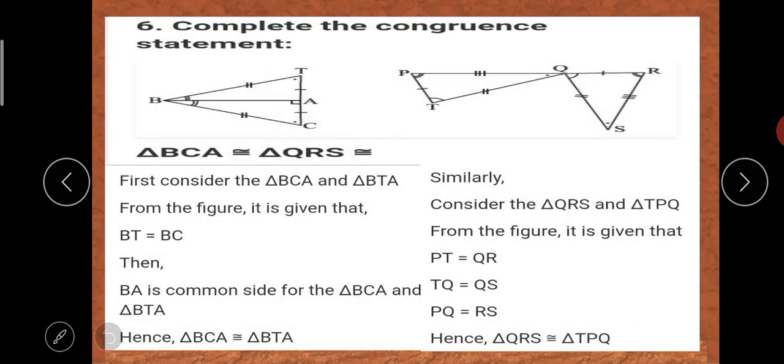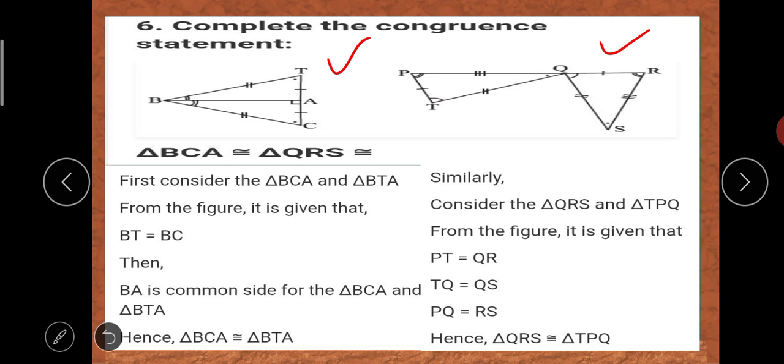6th question C. Complete the congruence statement. Here two triangles are given, and what is given here? Triangle BCA is congruent to triangle QRS. Now this BCA is congruent to which triangle? We will see in this figure. And triangle QRS is congruent to which triangle? We will see in this figure. So let's start to solve one by one.